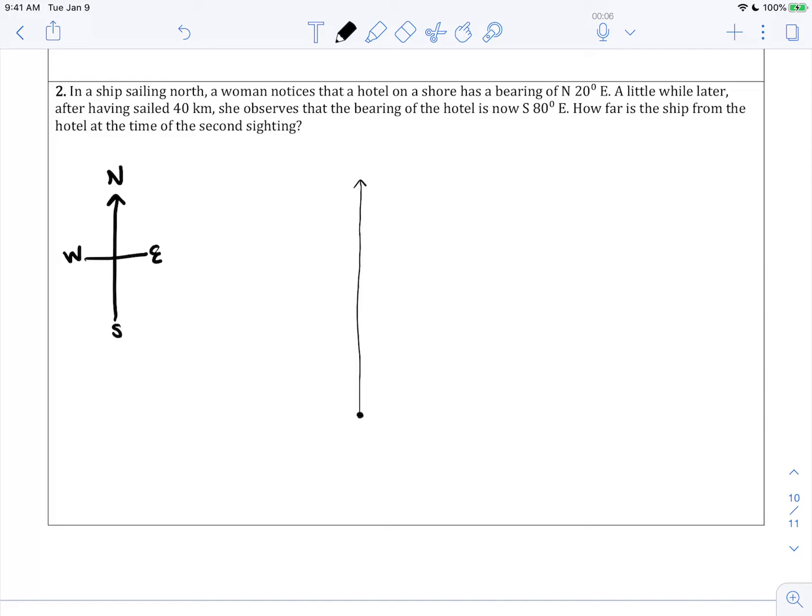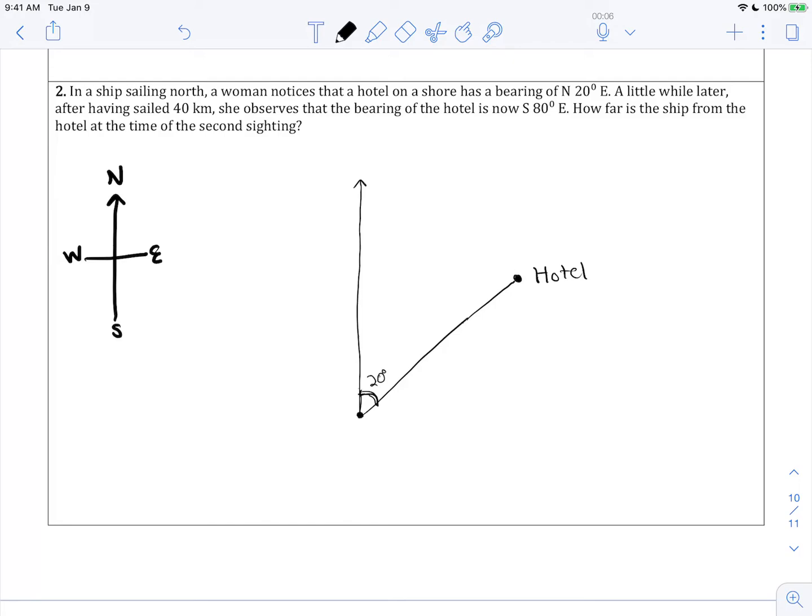A woman notices that a hotel on the shore has a bearing of north 20 degrees east. So since this way to the right of this line is east, this angle right here, 20 degrees, is north 20 degrees east. So from north, it's 20 degrees east, right? That's what that means. So 20 degrees east, she notices a hotel. So right here, we have the hotel, okay?